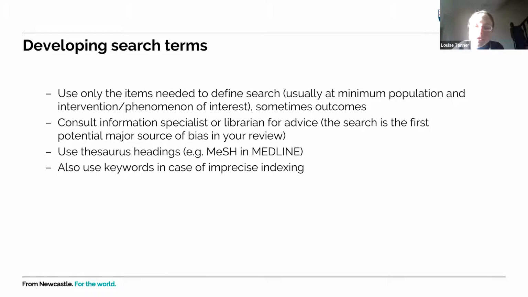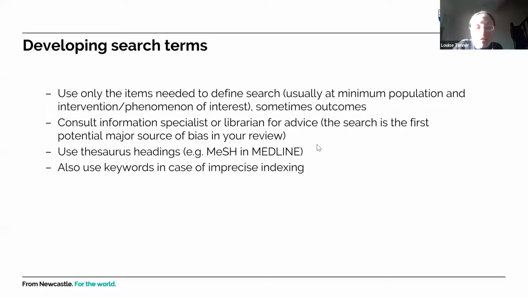to your review. Whereas if you don't have a specific outcome in mind, if there are lots of different health and social outcomes, for example, that are of interest, then maybe don't include the specific outcome terms in your search strategy, because that might limit your search results. It's a good idea to consult an information specialist or librarian for advice on your search strategy.